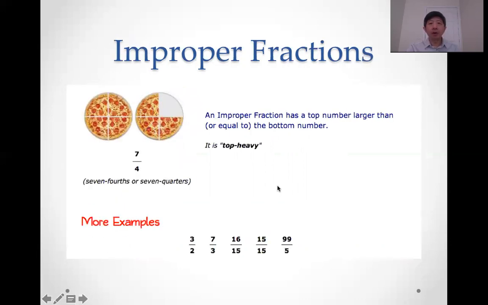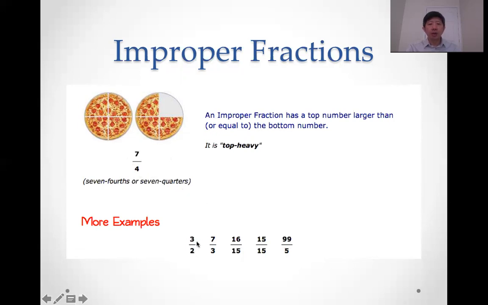Now, what about improper fractions? An improper fraction has a top number larger than or equal to the bottom number. So for example, here is 7/4, right? 1, 2, 3, 4, 5, 6, 7, 7 out of 4. So the top number is a 7, and the bottom number is 4. So 7 out of 4, all right? So 7 is greater than 4. So this is an improper fraction.